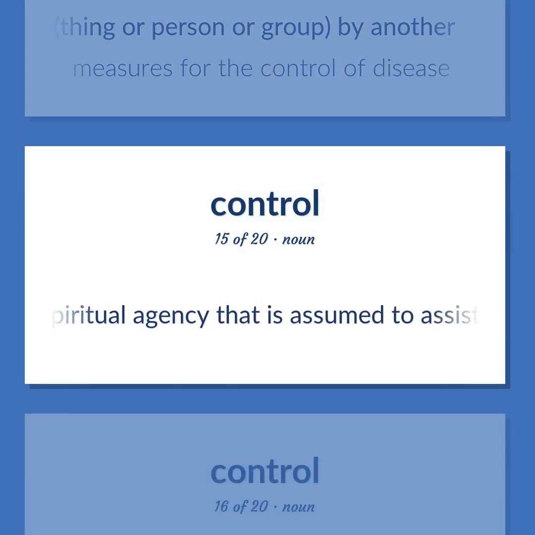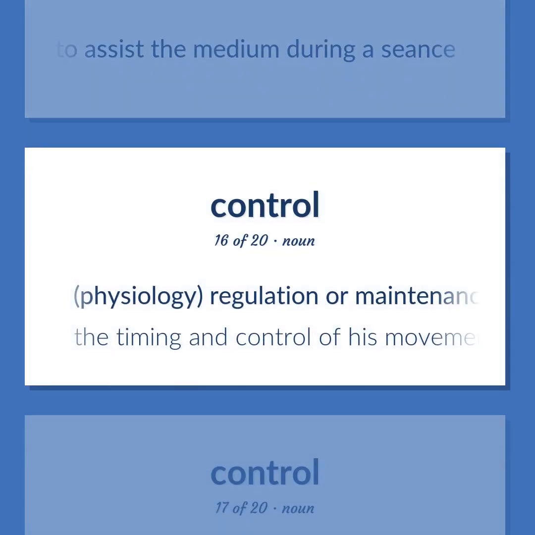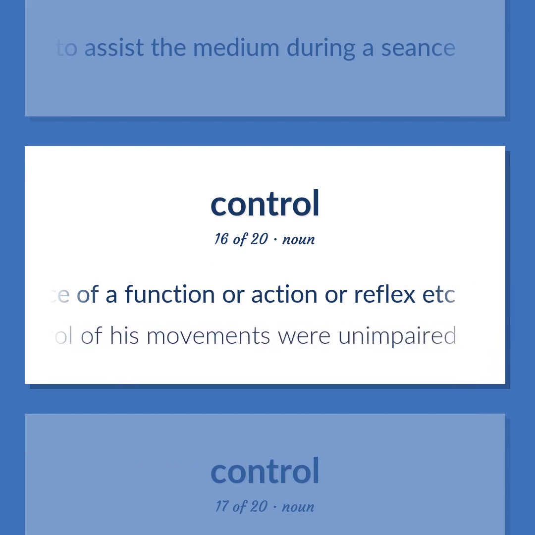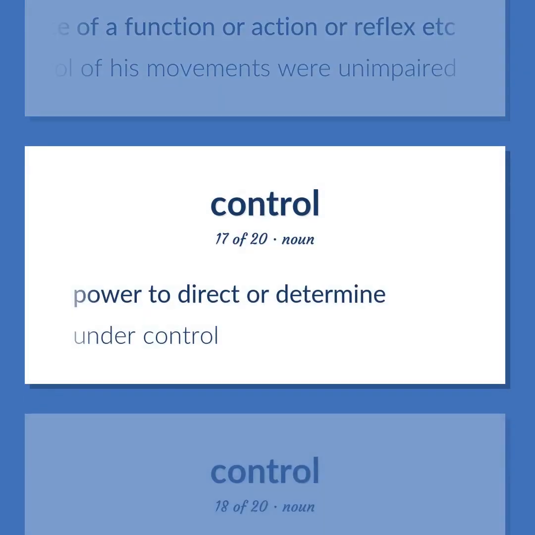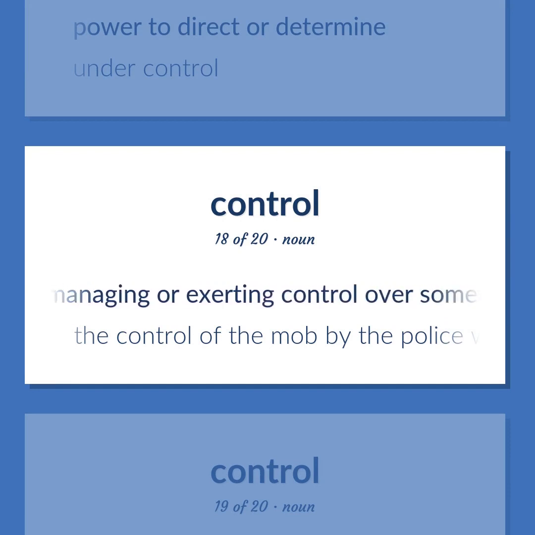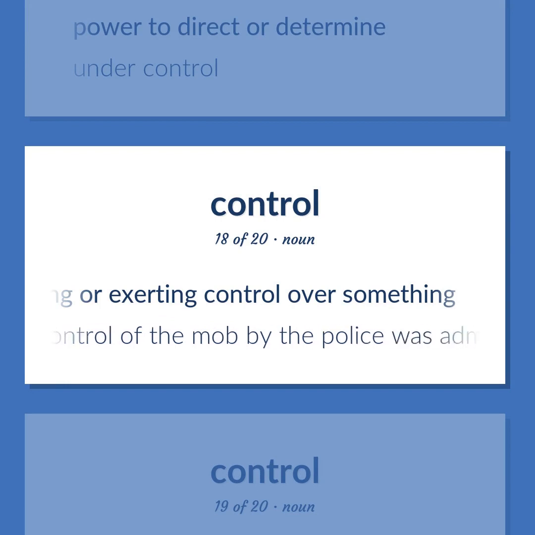A spiritual agency that is assumed to assist the medium during a séance. Physiology, regulation or maintenance of a function or action or reflex, etc. The timing and control of his movements were unimpaired. Power to direct or determine. Under control. The activity of managing or exerting control over something. The control of the mob by the police was admirable.